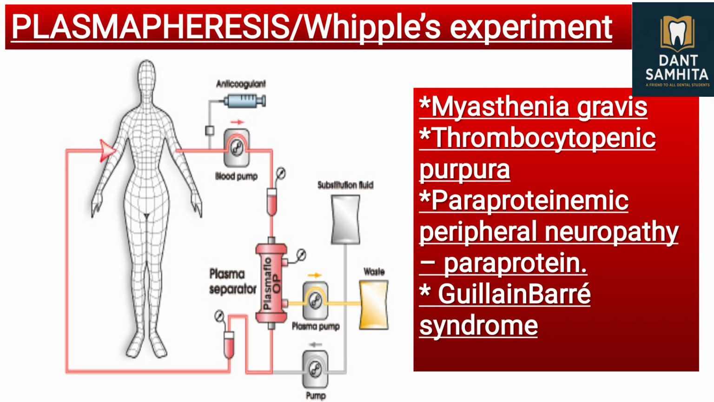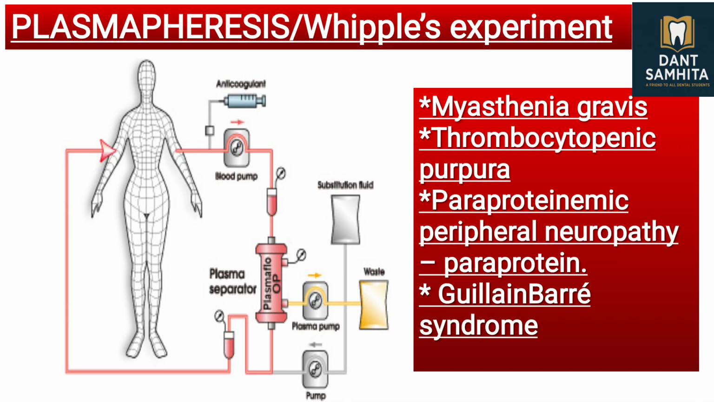So next will come something known as plasmapheresis or Whipple's experiment. What is plasmapheresis? We take out the blood from your body. There is a plasma separator in the machine where the plasma gets separated, and from there we do the corrections required in your body. If something is wrong in the plasma proteins, with the help of plasmapheresis we can do certain corrections in your plasma proteins.